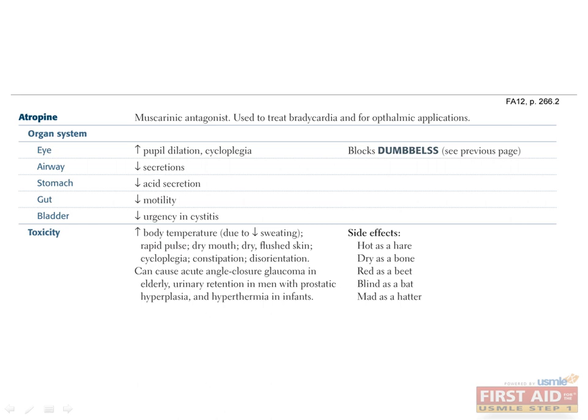To remember disorientation as an atropine side effect, you can think about the association between Alzheimer's disease and decreased acetylcholine. Certain populations are more sensitive to these side effects, such as the elderly with acute angle closure glaucoma, men with BPH suffering from urinary retention, and infants who are particularly susceptible to hyperthermia.